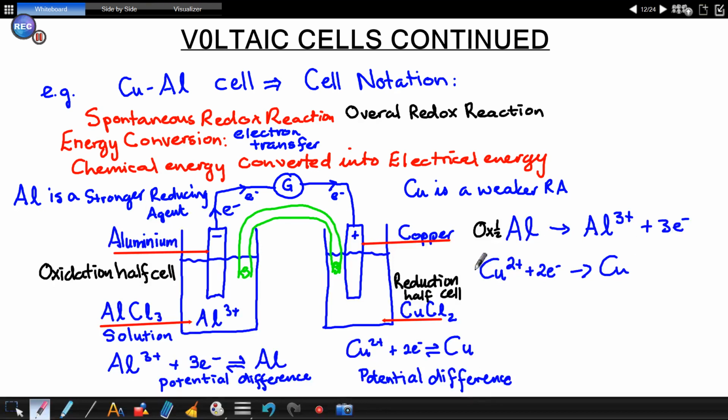So I haven't balanced this. If you balance, this must be multiplied by 2, and this must be multiplied by 3. We've done it earlier this morning. So the overall redox reaction is 2 aluminiums and 3 copper ions going to 2 aluminium ions and 3 copper atoms.